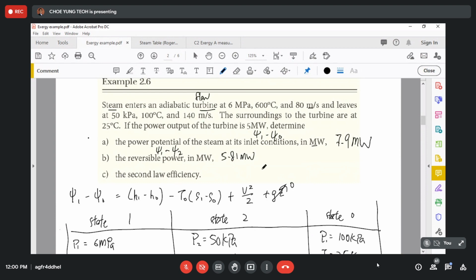So to get the second law efficiency, remember it is what we get divided by the maximum possible we get. So it's P actual, what we get, over the maximum possible for this process, which is P reversible. So 5 megawatt divided by 5.81 megawatt, then you will get the second law efficiency, which is about 86%.